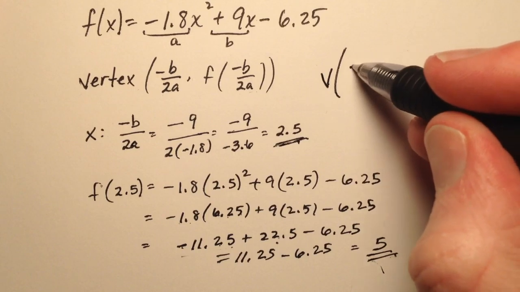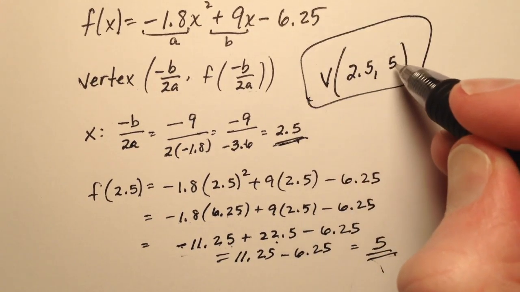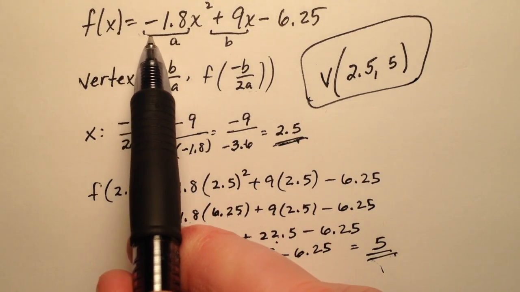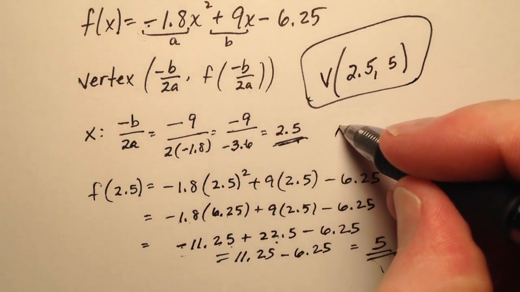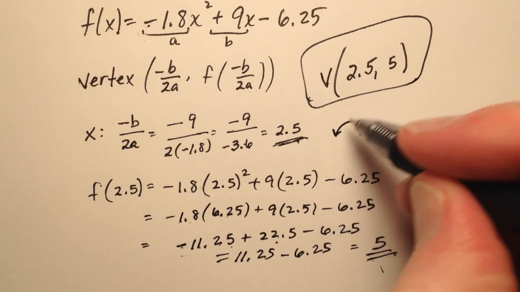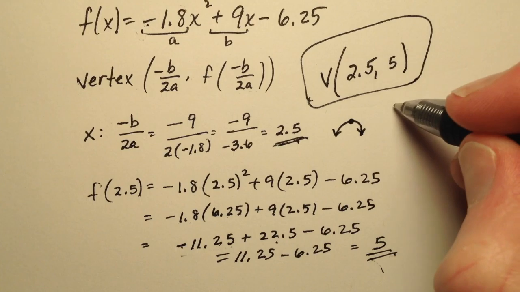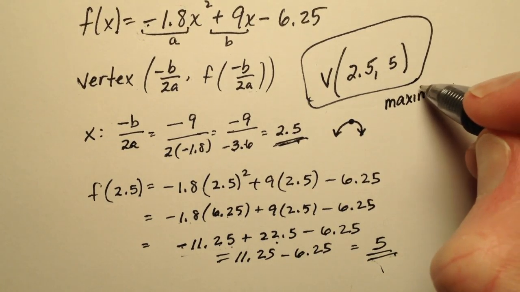So vertex, 2.5, 5. Okay? So now let's go ahead and decide whether or not this point, this ordered pair, 2.5, 5, is a minimum or a maximum for the function. So when I look at my leading coefficient, this is going to be negative. So I know that my parabola is going to open up downward. So the vertex then is going to be a maximum value. So I'm going to go ahead and write maximum for my vertex.